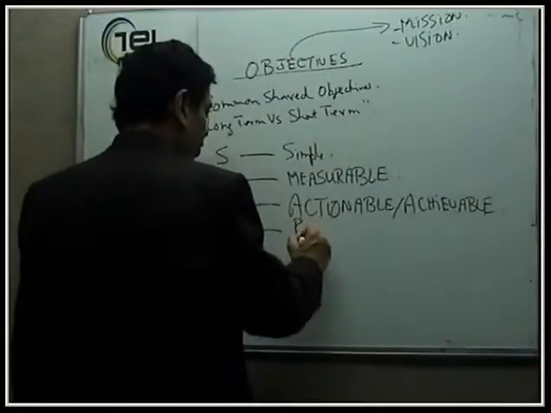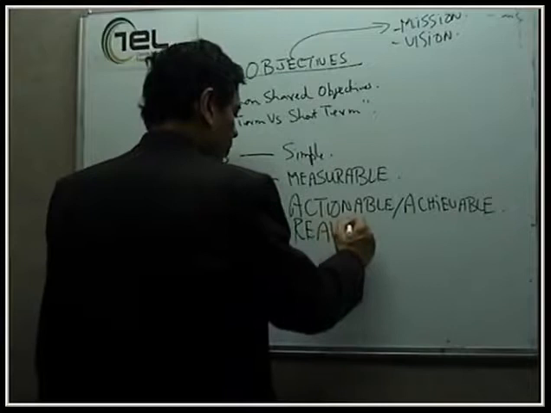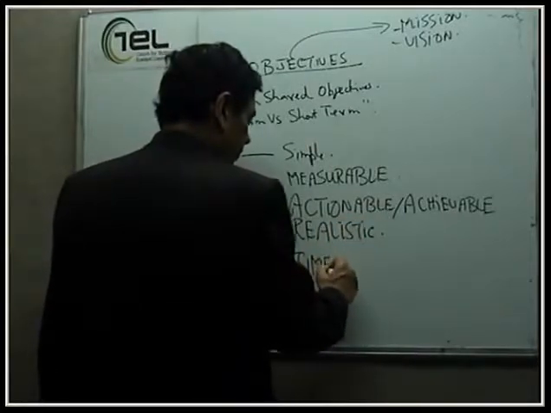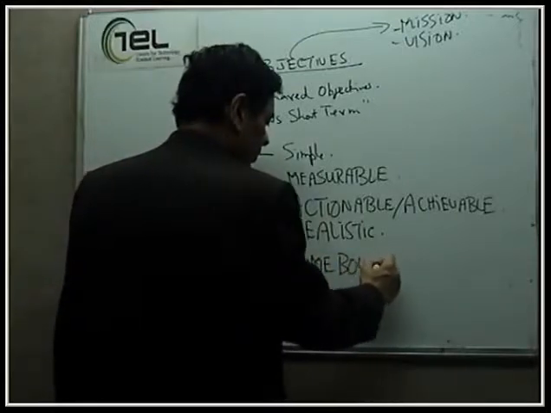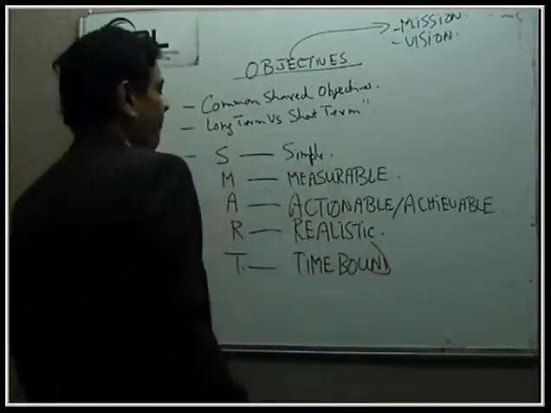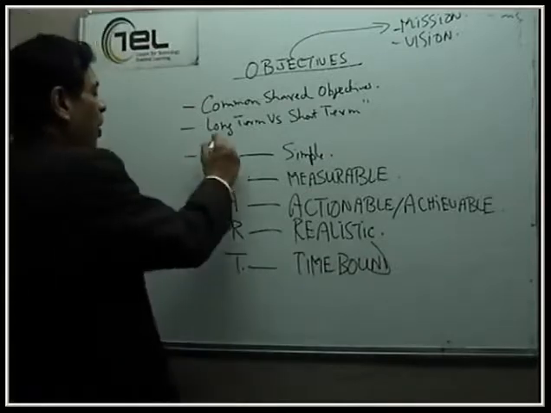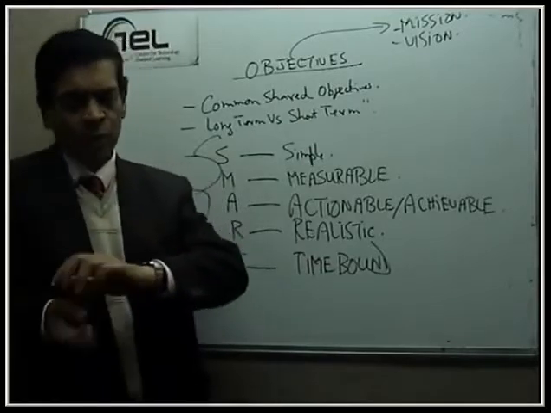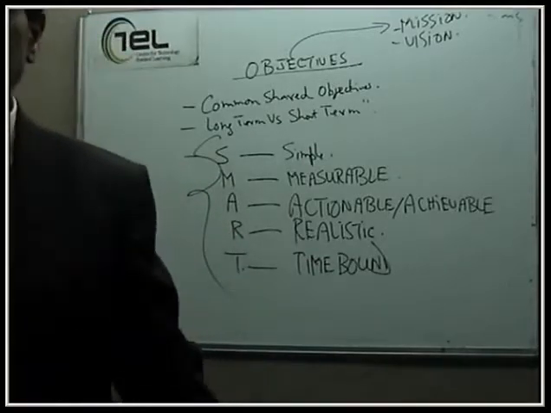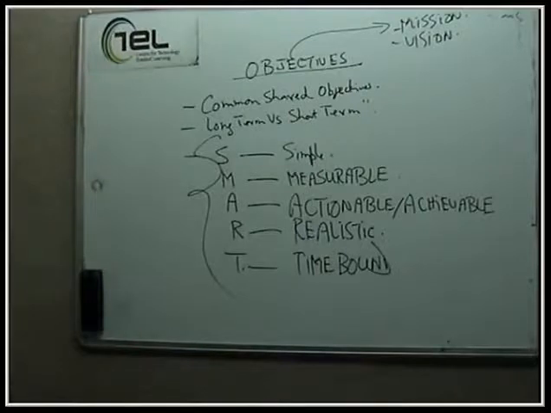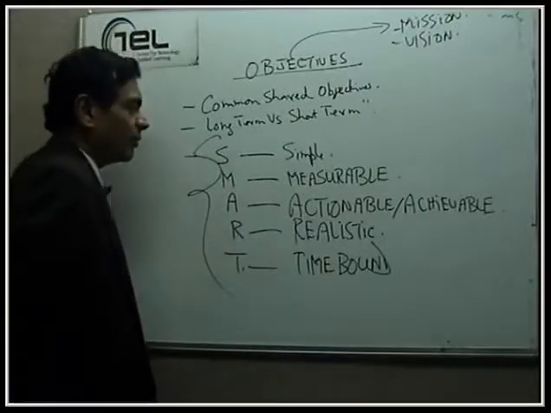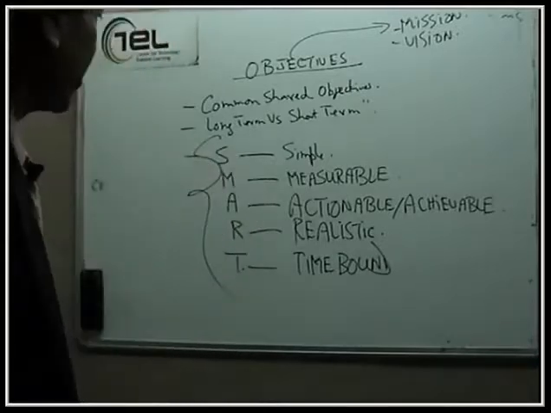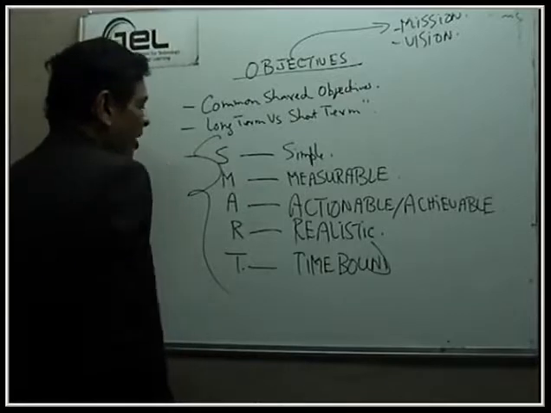R stands for realistic, and T stands for being time bound. So this is what I call the SMART objectives. Let's go one by one as to what we mean by this. What we are saying is simple, measurable, actionable, realistic, time bound. Now this is how I define objectives. What do we mean by SMART objectives?